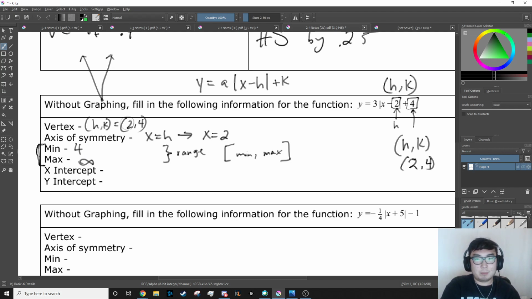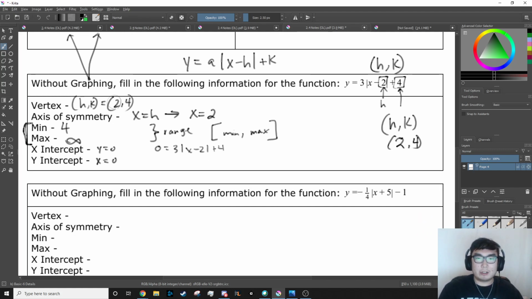X-intercept, Y-intercept, these are pretty hard. And the way that you do this is by making y equals 0 and making x equals 0 respectively. As in, you're making the opposite variable equal to 0. So we can do that. 0 is equal to 3 absolute value of x minus 2 plus 4. And then we would have to do the math. We're gonna skip that for now. We're gonna be practicing that more later.